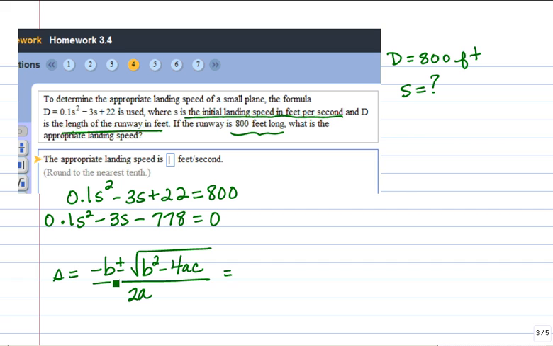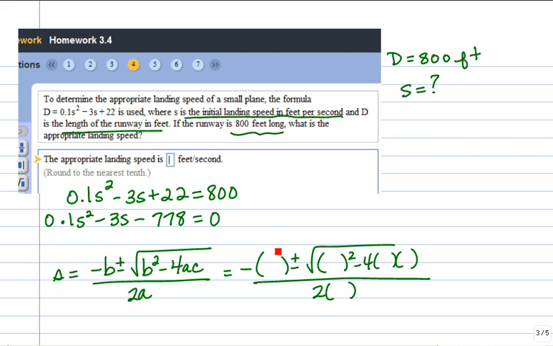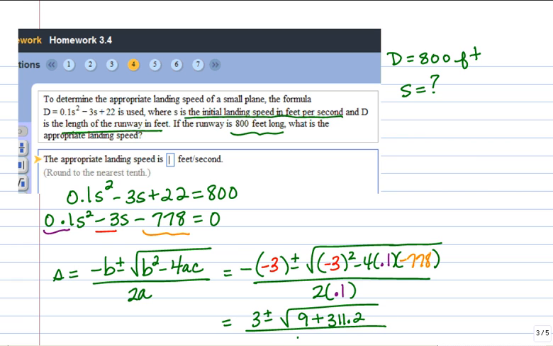So in this case, what is our b value? B is negative 3. What about A? A is 0.1. And lastly, C is negative 778. Oops, I made that one too small here. So simplifying this, we're going to get the opposite of negative 3, which is 3, plus or minus the square root of 9. Then calculate this: we've got to do 4 times 0.1 times 778. And notice what our sign is. A negative times a negative would make this plus 311.2. And that's all over 0.2.